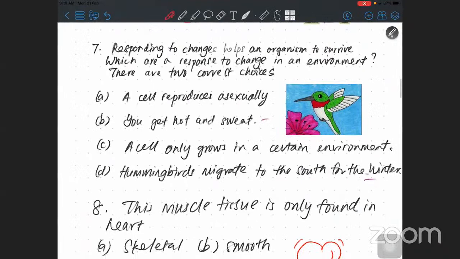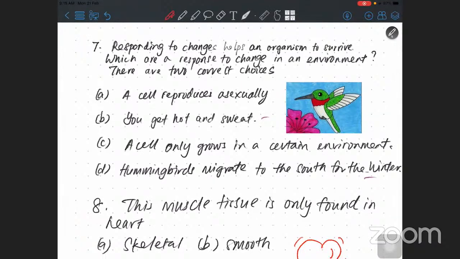Okay, so next question. I give you this beautiful picture. Thanks to the technology, we have followed this one from online. Responding to changes helps an organism to survive, which are a response to change in an environment. There are two correct answers here.